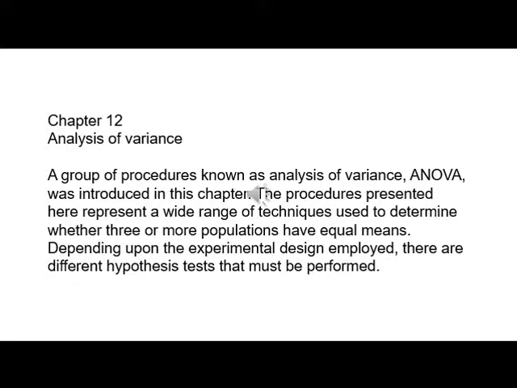Chapter 12. Analysis of Variance. A group of procedures known as analysis of variance, ANOVA, was introduced in this chapter. The procedures presented here represent a wide range of techniques used to determine whether three or more populations have equal means. Depending upon the experimental design employed, there are different hypothesis tests that must be performed.